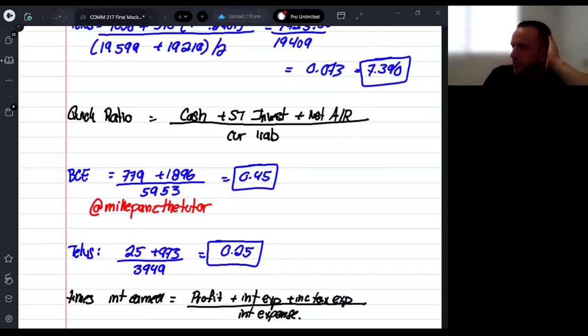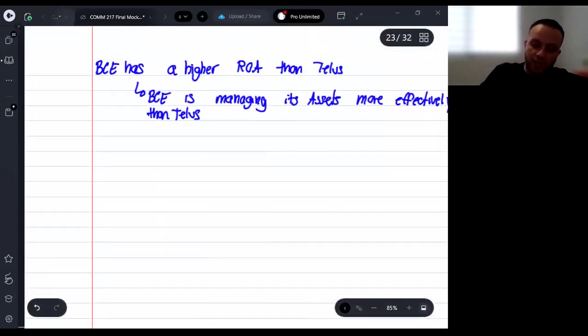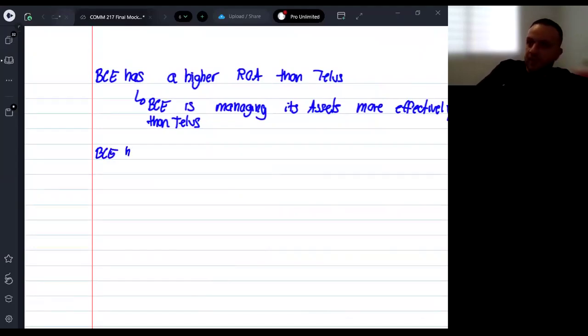Who's doing better in the quick ratio? How does this work? Is higher better, higher worse? Isn't it always better? It depends. Like not for debt to equity, right? It's gonna make it more debt to equity. So most of the time, higher is better. So who's doing better here? BCE, right? So I would write: BCE has a higher quick ratio than TELUS.